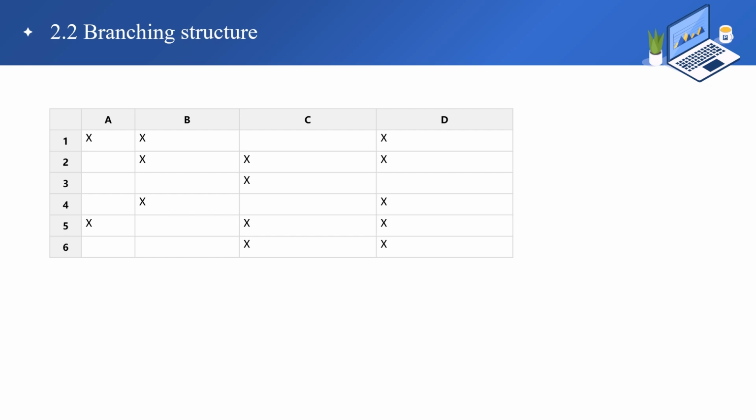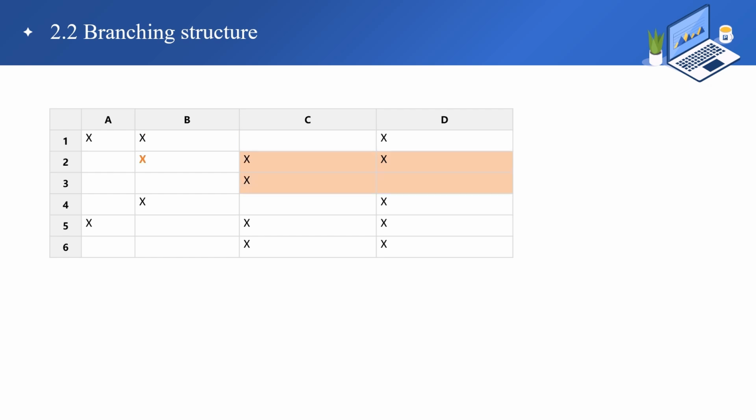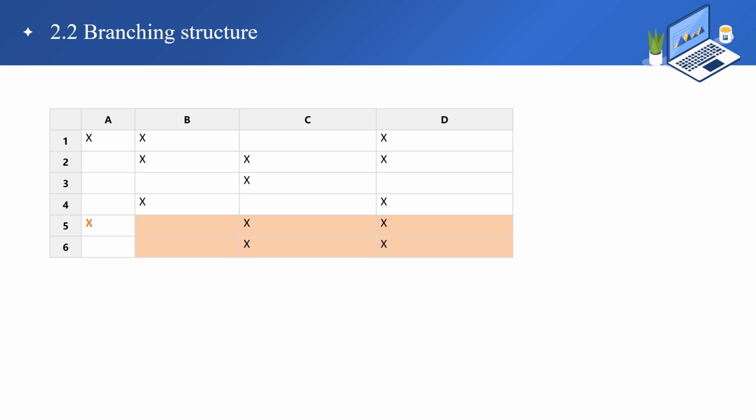Look at this grid. The code block of A1 is B2 to D4, because A2 to A4 is empty and A5 is not. The code block of B1 is C1 to D1 because B2 is not empty. The code block of B2 is C2 to D3 because A3 to B3 is empty and B4 is not. The code block of C3 is D3 to D3 because B4 is not empty. The code block of A5 is B5 to D6 because A6 is empty.